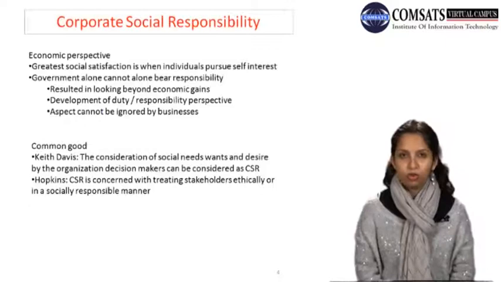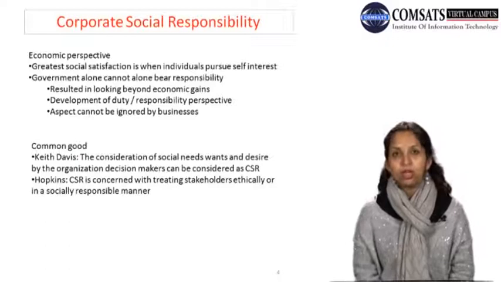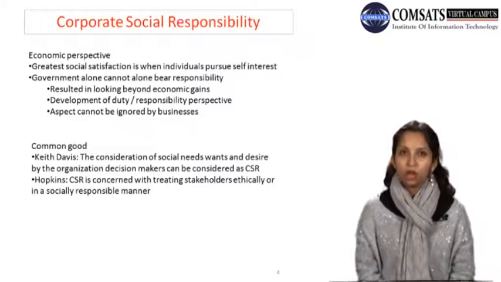So the economic perspective simply says that individuals should pursue self-interest. Agreed. When you talk about individuals, you talk about entities, and a corporation is also an entity, right? Which is an entity other than the shareholder.